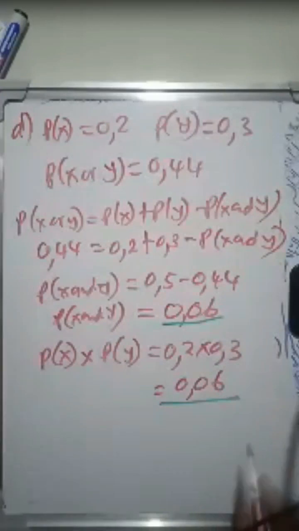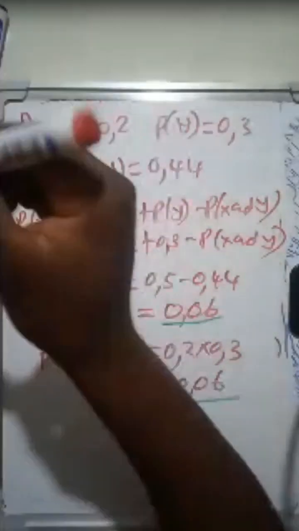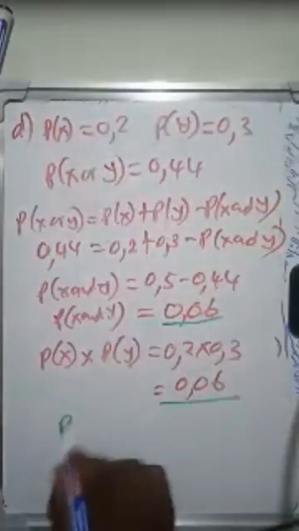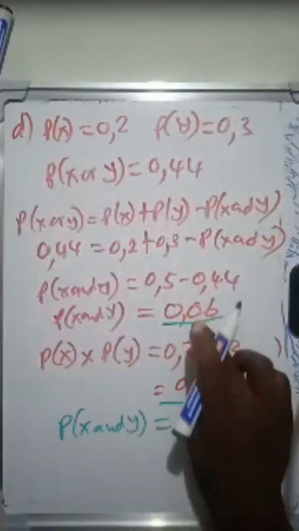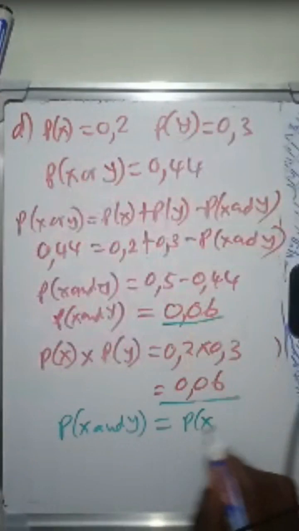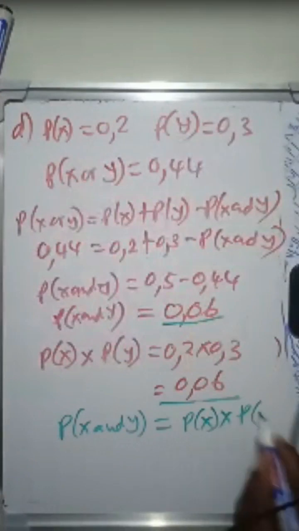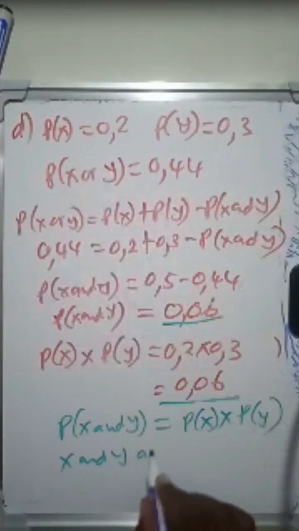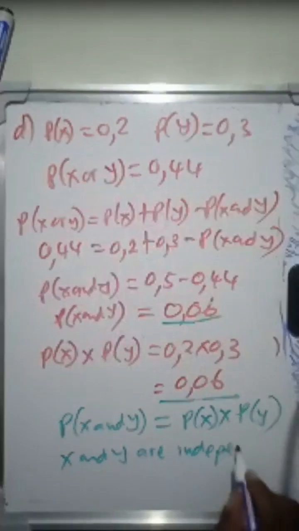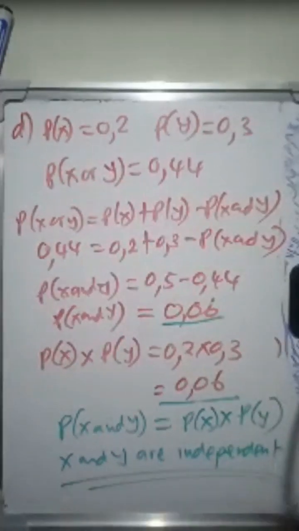So our conclusion, let me conclude in green there, says probability of X and Y, we are now comparing these numbers, is equal to probability of X times probability of Y. So since they are equal, it means X and Y are independent, because they are equal. They are independent. Okay? So that is that with the rules of probability.